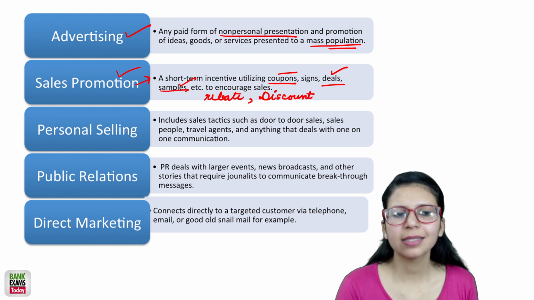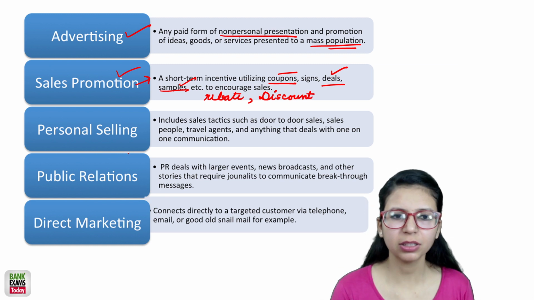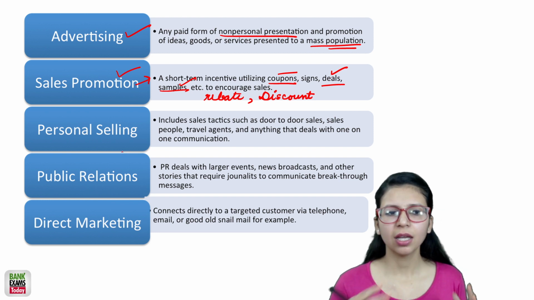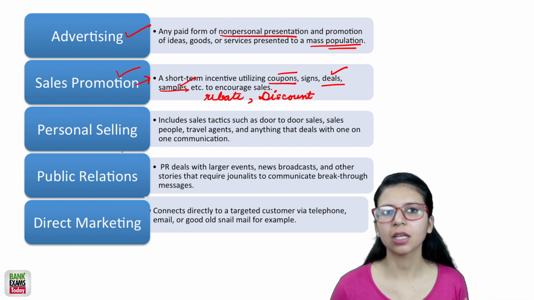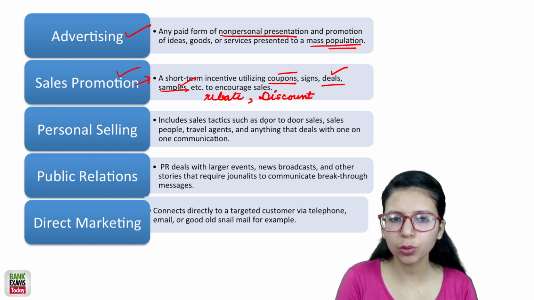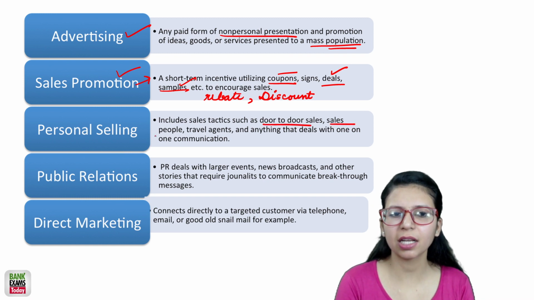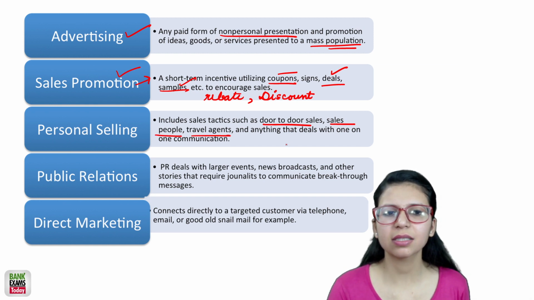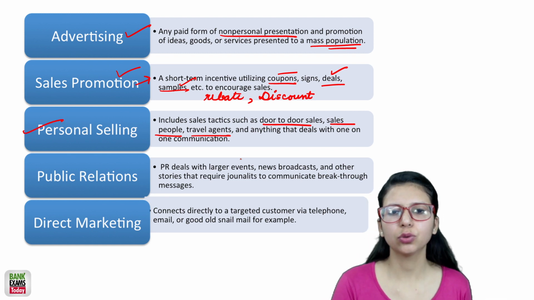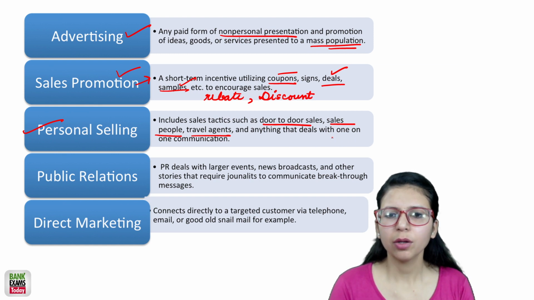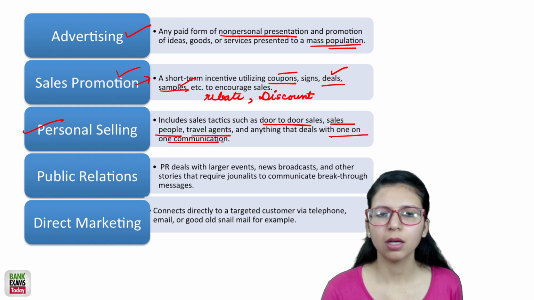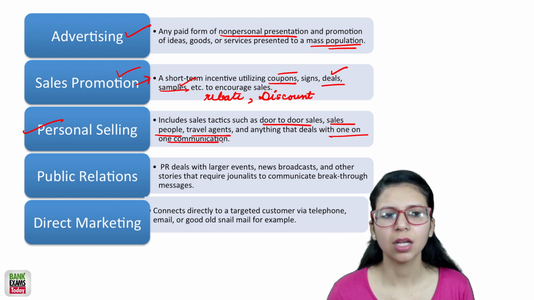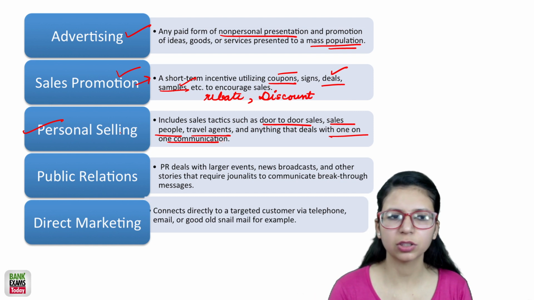Now next is personal selling. Personal selling is basically selling personally, as the name says. It can be door to door sales, sales people that are hired, or travel agents that are hired. All of these are included in personal selling, where we sell door to door, and there is one on one communication between the seller and the buyer.